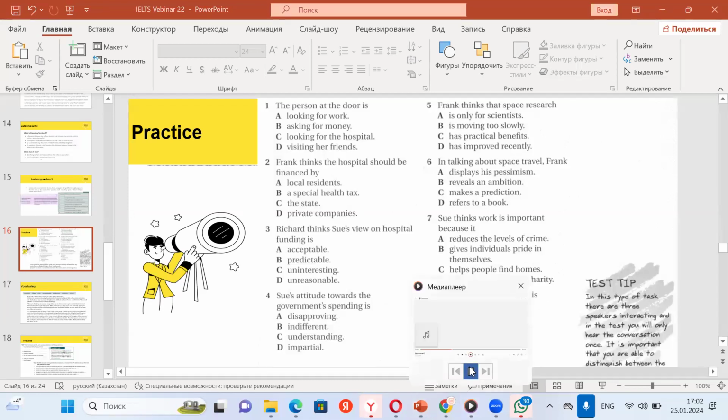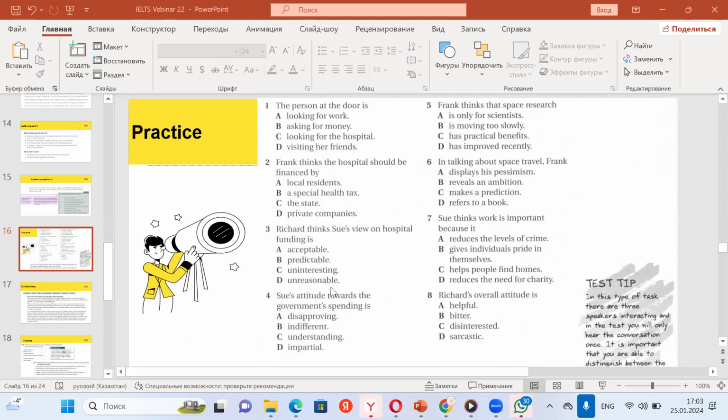Okay, so the first four, right? So, who was the person at the door? What did that person want? Was that person looking for work, money, hospital, or friends? Which one? Okay, 1B, yes. The person wanted money. We missed the second one.